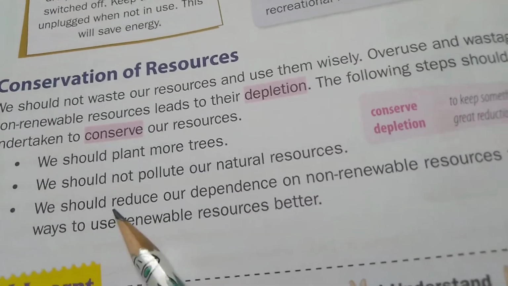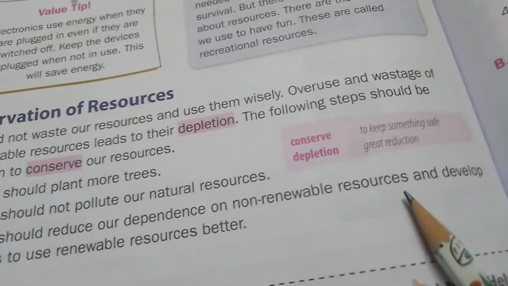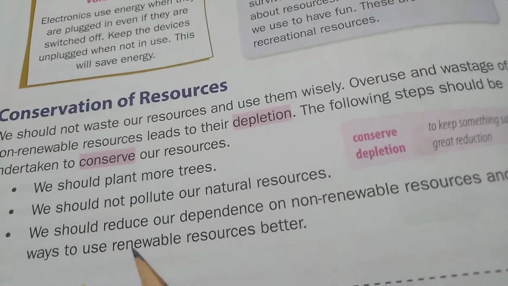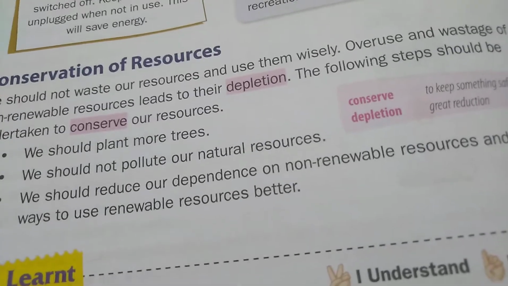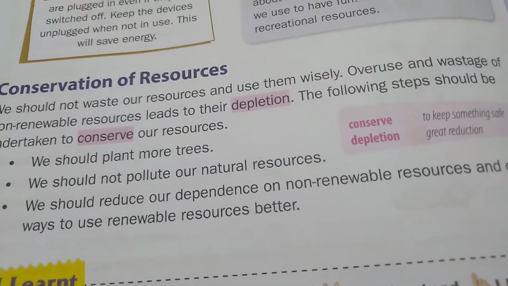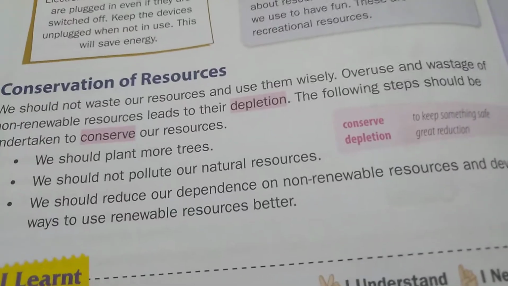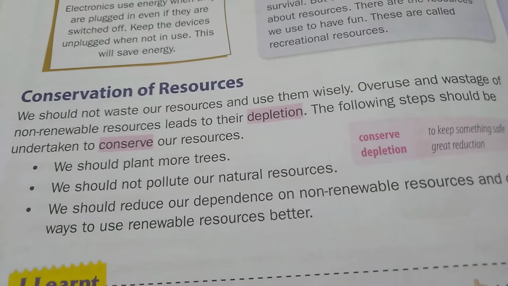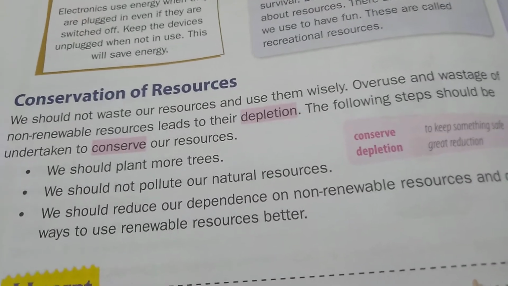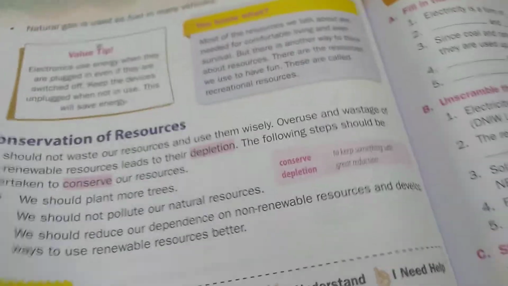Okay. We should reduce our dependence on non-renewable resources and develop ways to use renewable resources better. So we should decrease using non-renewable resources, and we have to use a better option for these resources. So these are the conservation of resources. So this is all about your fourth chapter on energy resources.